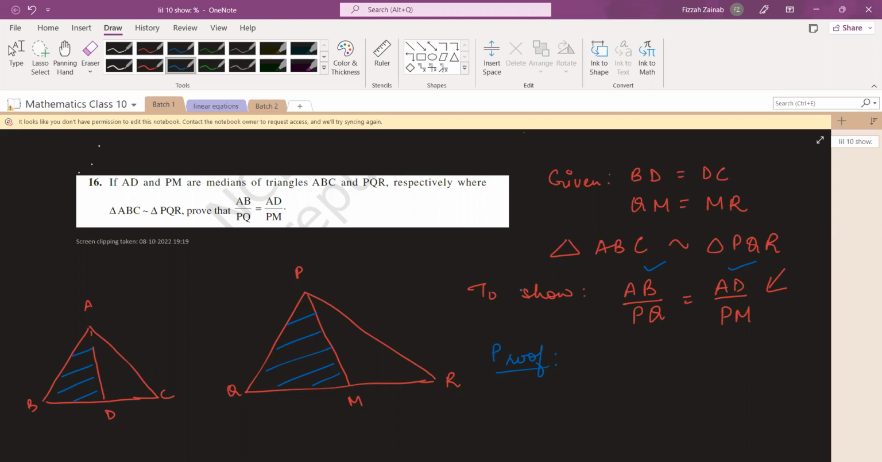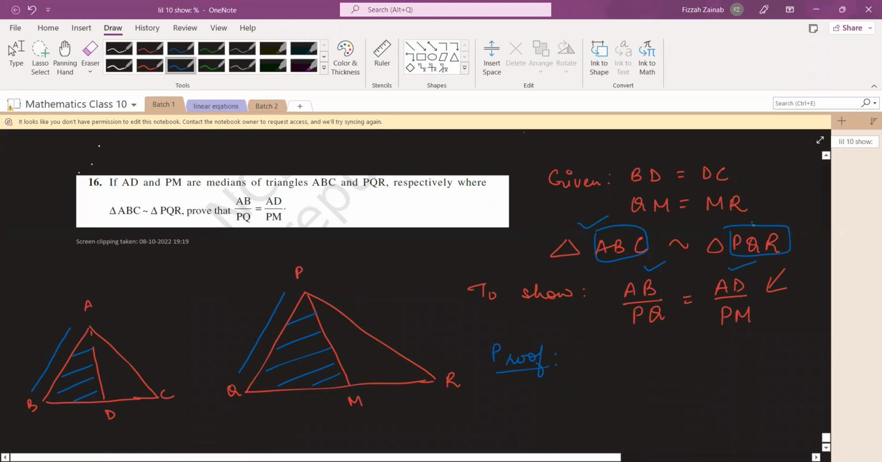So now look here, the full triangle ABC is already in proportion to PQR, right? So at least one side, that means AB, is already in proportion to PQ. Correct? Okay, who is there in the class? Okay, Abdullah is also here. See here, if ABC is already in proportion to PQR, then at least one side of this blue triangle is already in proportion, correct?